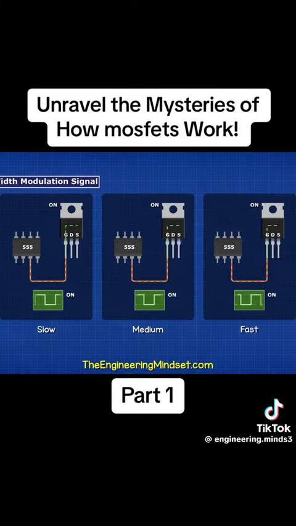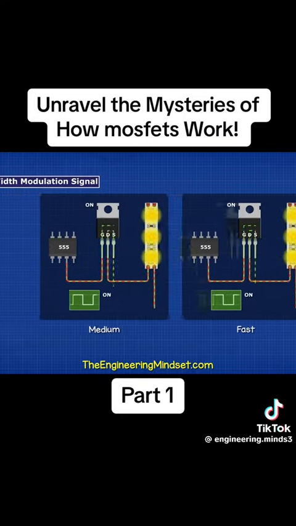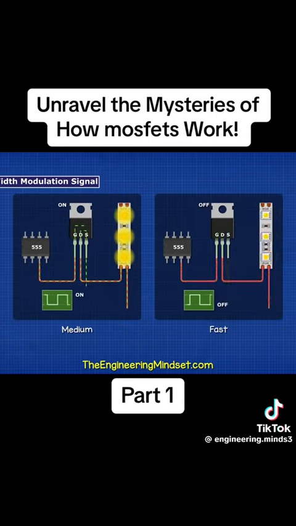We can turn MOSFETs on and off extremely fast by using a pulse width modulation signal. That lets us efficiently control the brightness of an LED light.